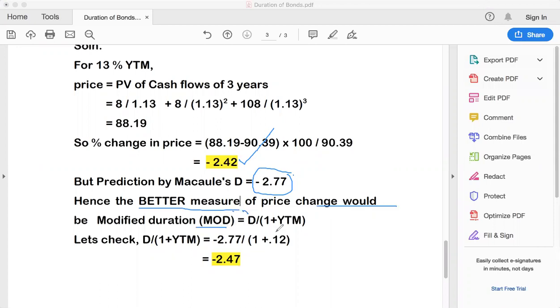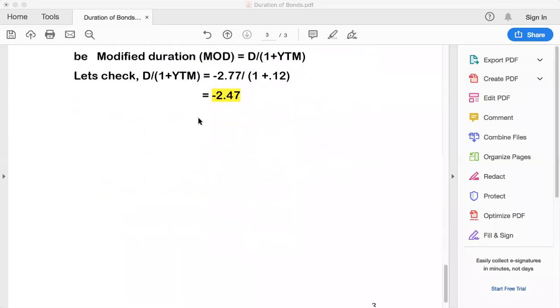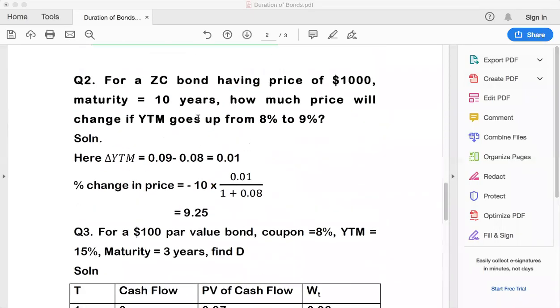So MOD, the modified duration, is arrived at by this formula. You divide the Macaulay duration by 1 plus YTM, and you get a value 2.47, which you see is closer to 2.42, right? So modified duration is closer to the reality, in the sense that it predicts the price better finally.